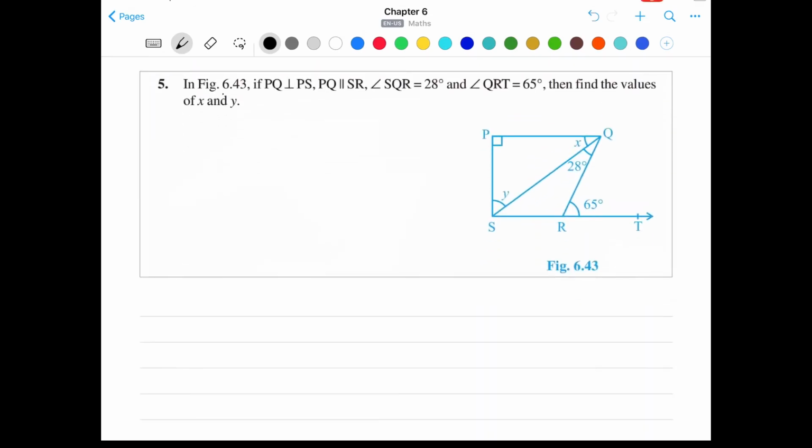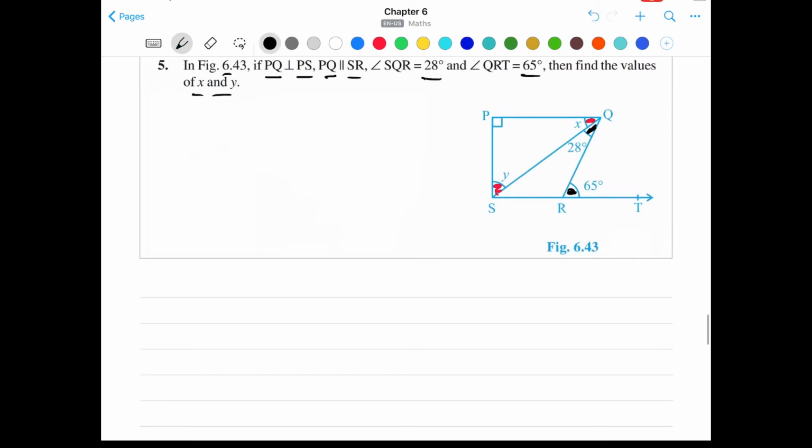Okay, question number 5 is in figure 6.43. We have PQ perpendicular to PS and PQ is parallel to SR. We are given two angles, angle SQR, this one, is 28 degree, and angle QRT, which is the exterior angle, this one, is 65 degree. Then we have to find the values of two angles, X and Y, which are here. X is here and Y is here. Okay, so let's start the answer number 5. First we'll write the given part.